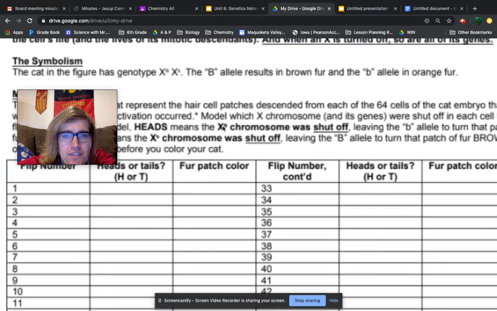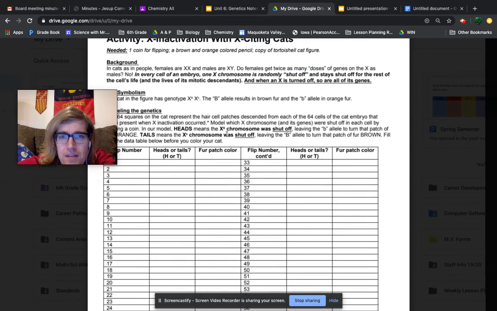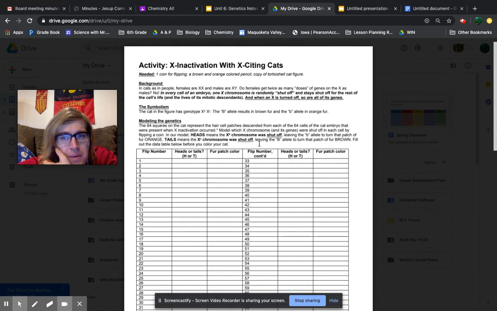You'll also have this, okay? It means that the big B was shut off, leaving the little b to turn that patch of fur orange. Tails means that the X big B chromosome was shut off, leaving the big B allele to turn that patch of fur brown. All right, we're going to fill out the table below before you color your cat.